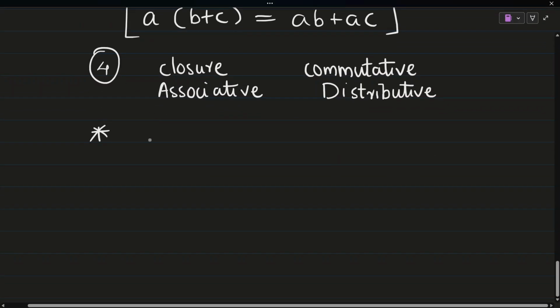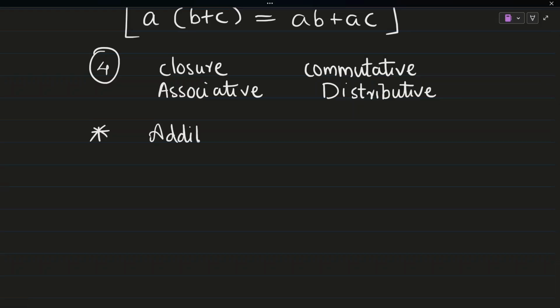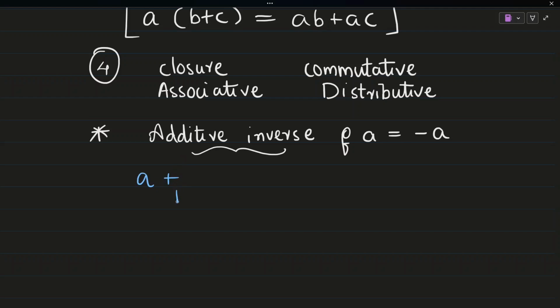Important topics: the additive inverse. Here, the additive inverse of A is equal to minus A. What is the meaning of additive inverse? I am going to take a number, for example A, and another number such that their sum is equal to 0. So what should I add with A to get 0? That should be minus A. Yes or no? So the additive inverse of A is equal to minus A.